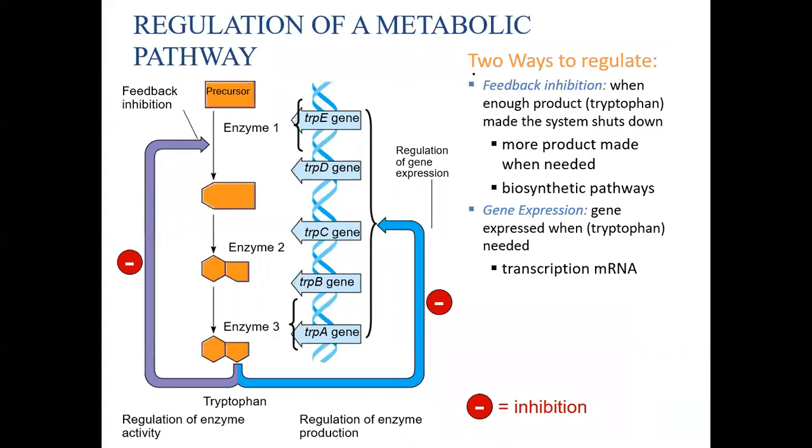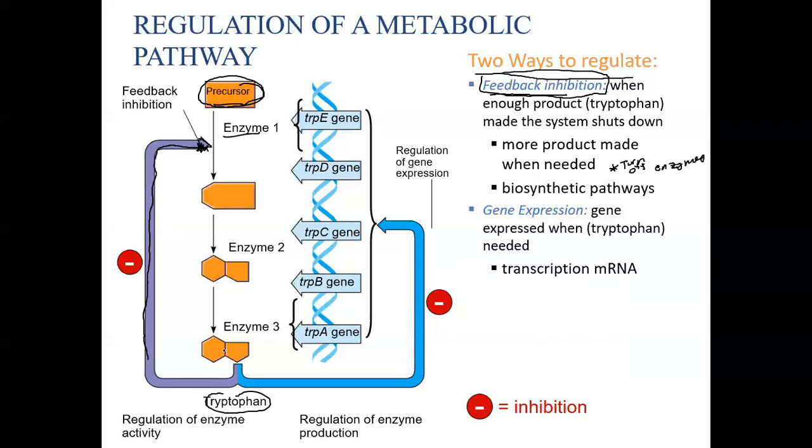There's two ways that these things can regulate their gene expression, okay? Feedback inhibition, which is when enough product is made, the whole system shuts down. So basically, if you look here, here's your precursor, your starting molecule. It takes an enzyme, and then you eventually get your last product, which is tryptophan. Tryptophan can bind allosterically to this first enzyme, and it shuts the whole thing off, right? So when we talk about feedback inhibition, the way I like to think about it is you turn off the enzymes.